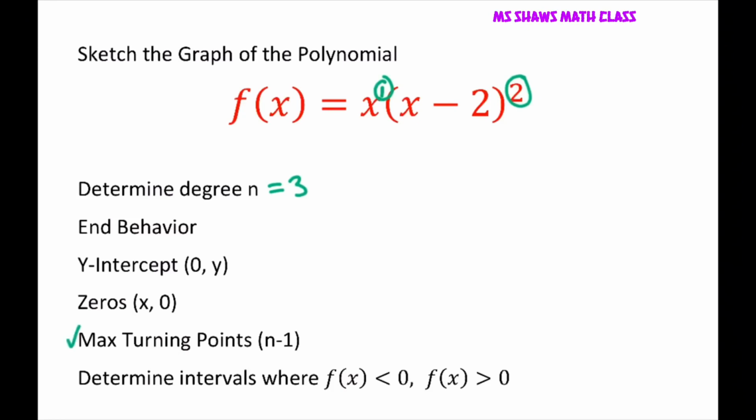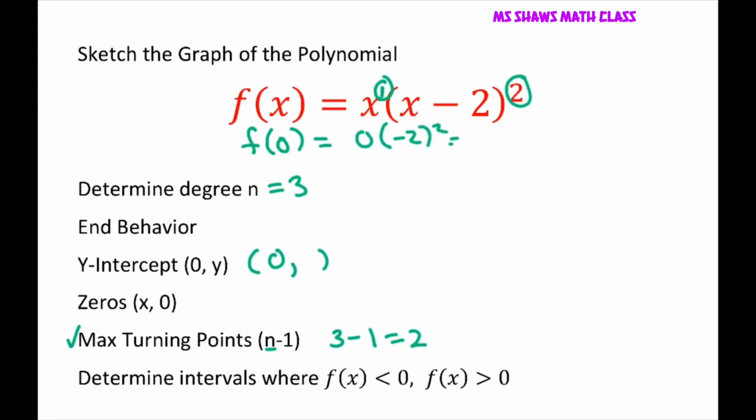That means our maximum turning points is going to be n minus 1, so we can have at most 2 turning points. And our y-intercept is when x is 0. So when x is 0, we get 0 times negative 2 squared. That just equals 0.